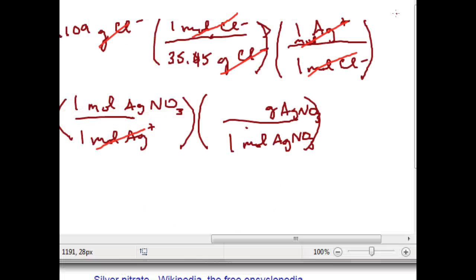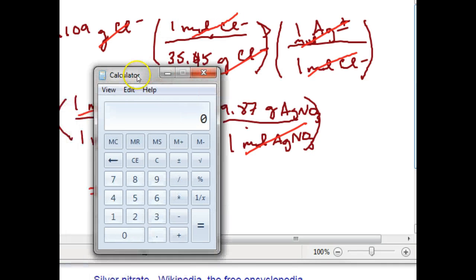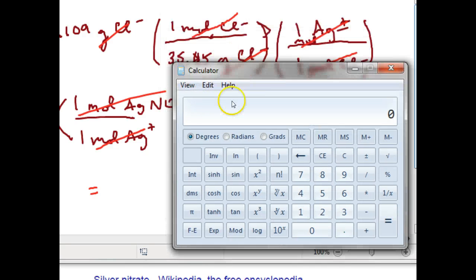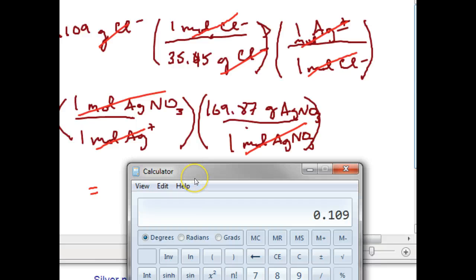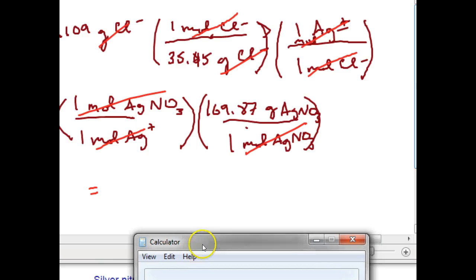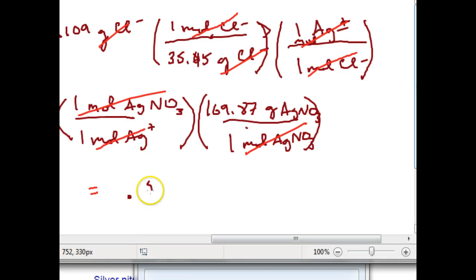Back to our work here. 169.87. And then I will cancel, sound effects. And the only thing left standing is grams of AgNO3, and that's what I wanted. So that's great. I'll get the answer doing that. Shall I go through the whole motion of calculating the actual answer? Shall I? I can. Let's see. 0.109 divided by 35.45 times 169.87. We have 0.522. So that's 0.522 grams silver nitrate needed.